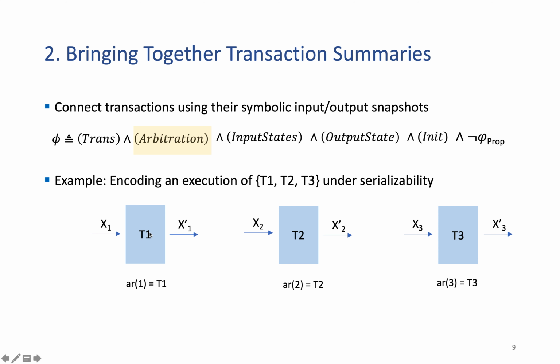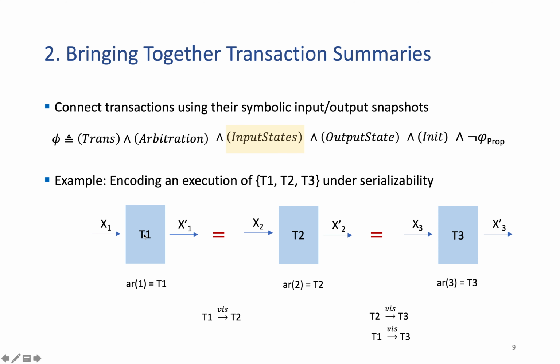Now, with the input states, we restrict what can be read as the input snapshot valuation by a transaction. So here, for example, the effects of Ti are summarized by xi and xi prime, where i is the arbitration of the transaction. So each summary is calculated on the x value that matches the arbitration of the transaction. So we have those symbolic values. Input states restrict what is the input value read by T2. And for the case of serializability, what is needed is that the input to the second transaction is actually the output of the first transaction.